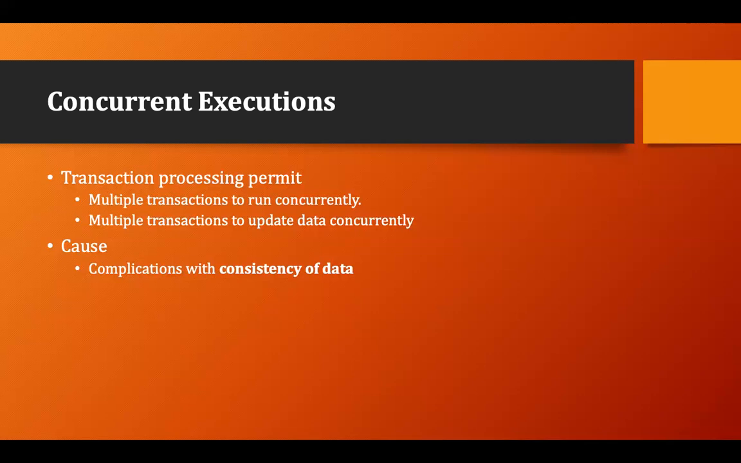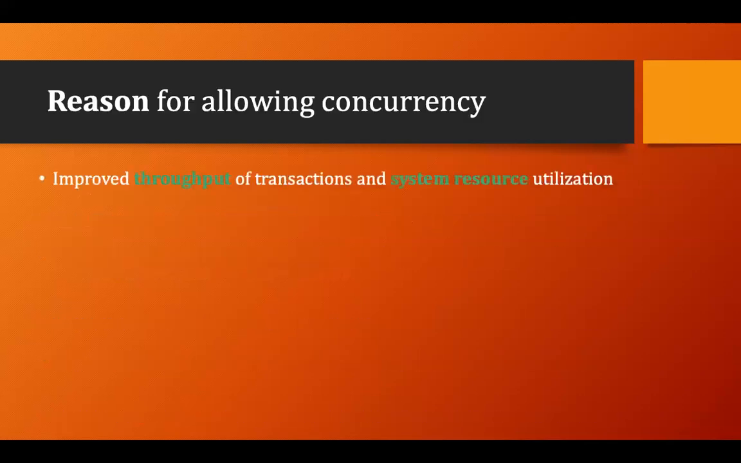So why are we actually allowing them? The reason behind that is to improve the throughput of transactions and system resource utilization. We want to increase the throughput. Increasing the throughput means that if we have resources, we utilize those resources in such a way that we can improve the efficiency of the system.